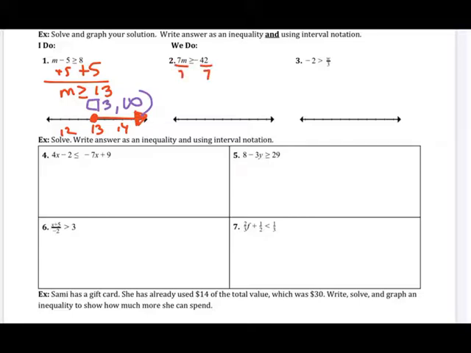When do we flip the inequality? I want you to stop and think about that for just a minute. Should we flip it here? So I know that I'm going to have m. I know I'm going to have negative 42 divided by 7.